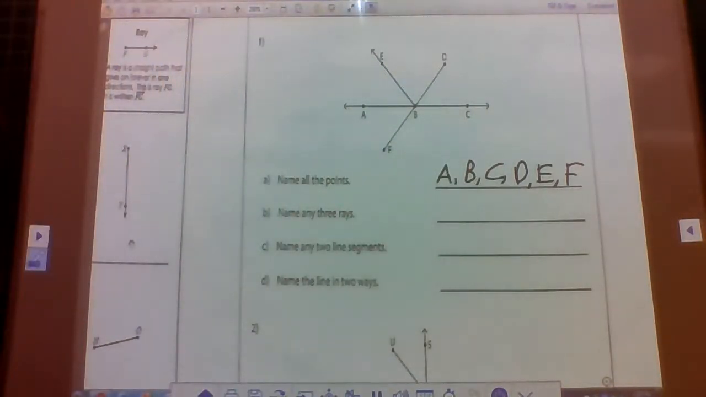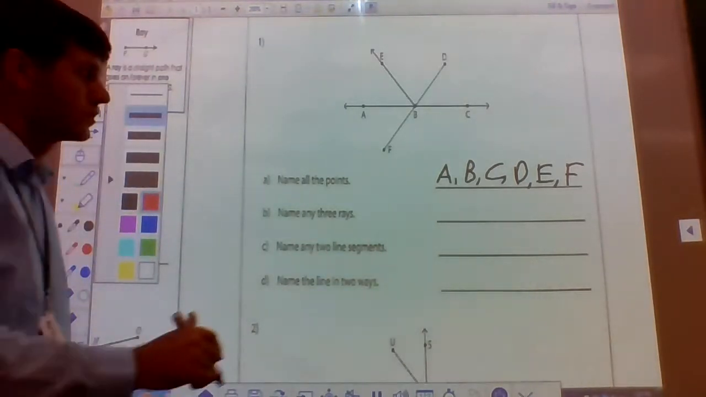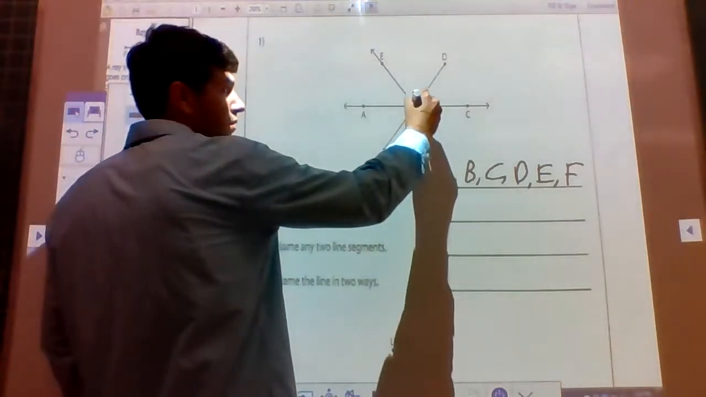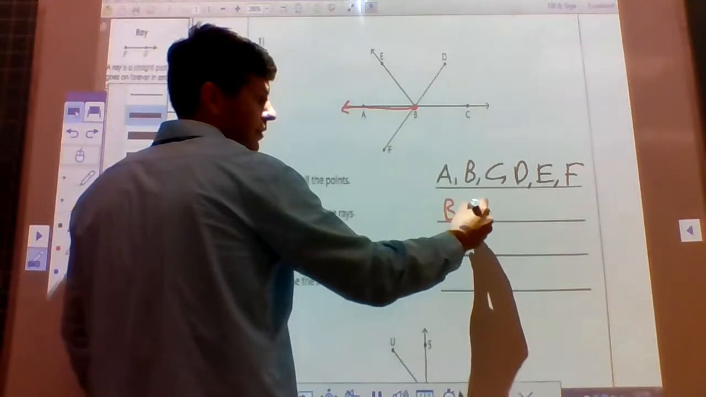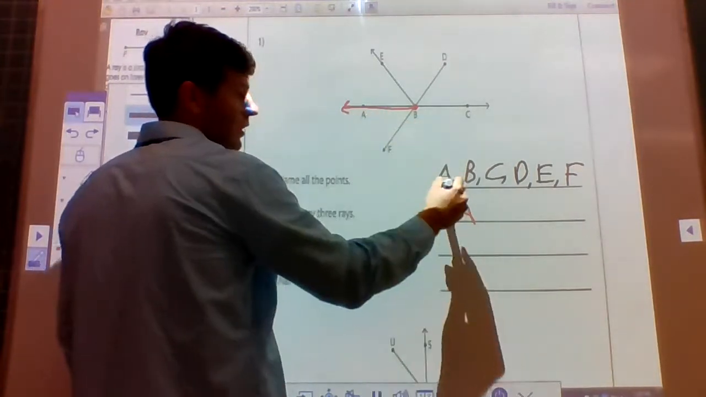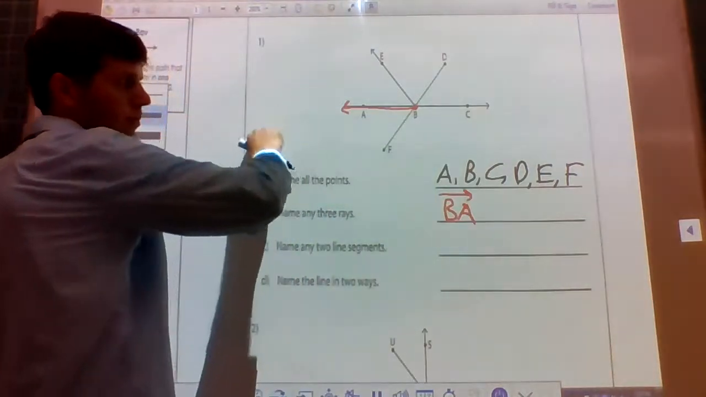We want to name 3 rays. So we want to pick an endpoint and then go forever in one direction. So how about BA? Okay, so our endpoint is B. Second point is A. The arrow is over the A because the endpoint is B and we're going through A forever.